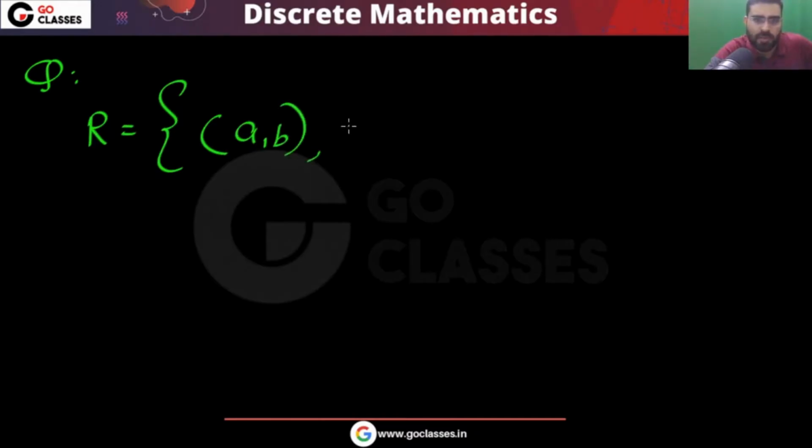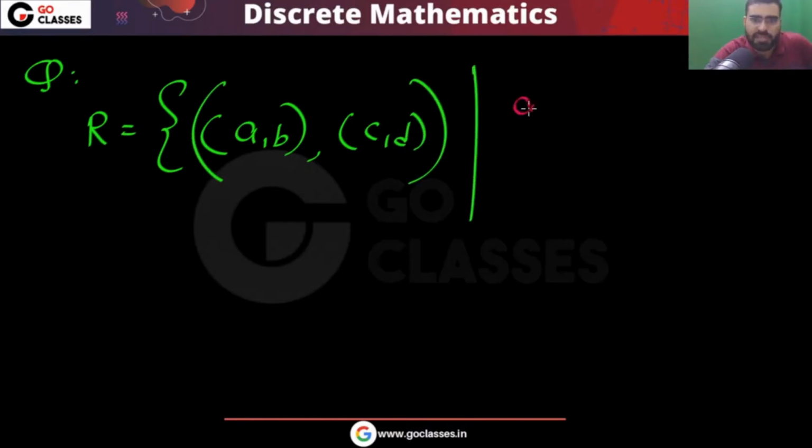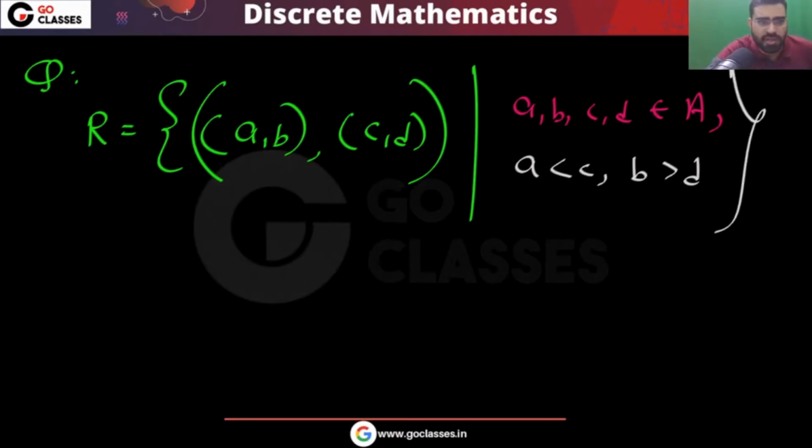For example, if I give you this question, you have a relation R, and let me assume that this relation is like this: (A, B) related to (C, D). Maybe A, B, C, D all belong to set A. And for example, I can say A should be less than C and B should be greater than D. So this is your relation.